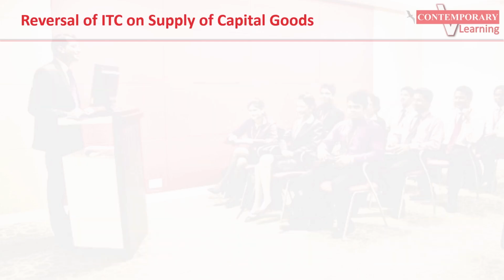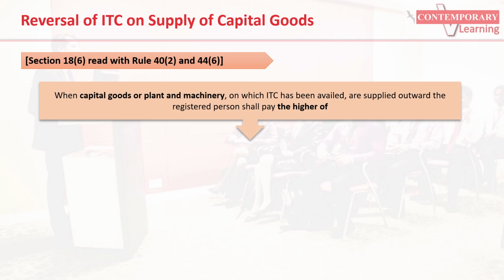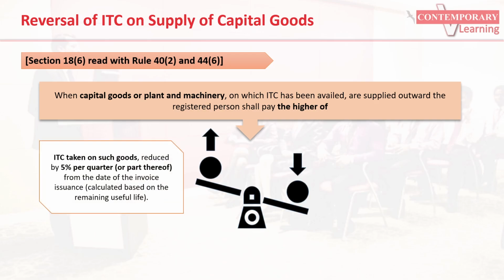There's a special provision for ITC reversal when you supply capital goods or plant and machinery on which you had claimed ITC. In such cases, you must pay the higher of two amounts. First option, ITC taken on such goods, reduced by 5% per quarter from the date of invoice issuance, calculated based on remaining useful life.